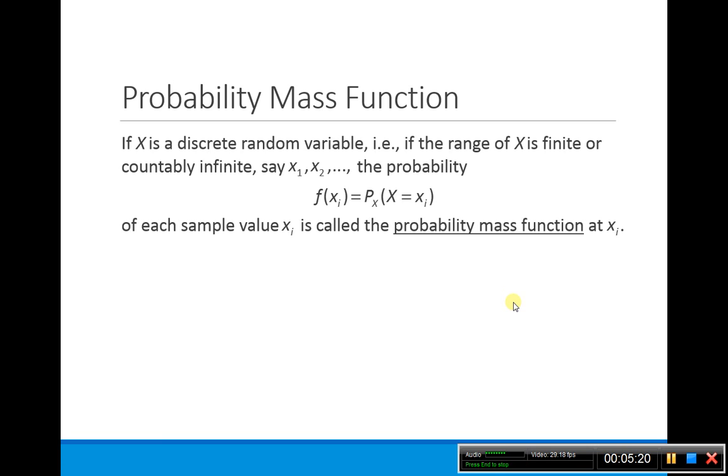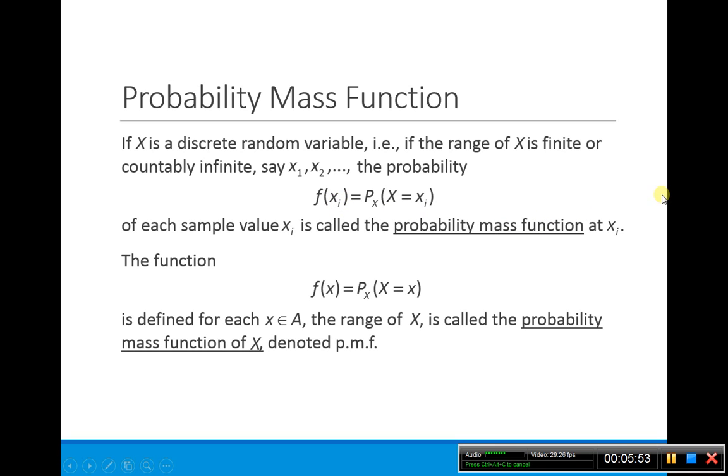If you have a discrete random variable, then you can associate the probability that your random variable takes on a particular value, because remember we're talking about a discrete random variable. This is what's called the probability mass function at x sub i. So this is the probability that your random variable is going to take on exactly the value x sub i. If we replace this x sub i with just x, then we get what's called the probability mass function of our random variable X. This is denoted by p.m.f.